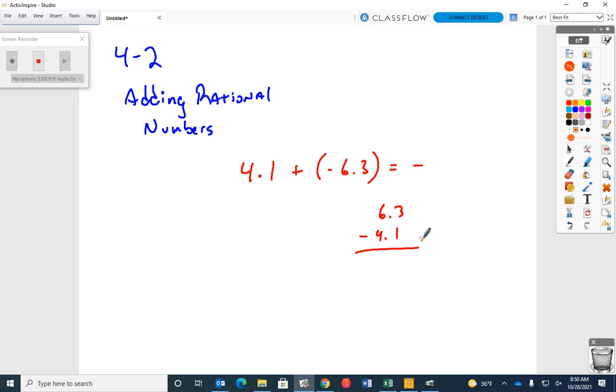When I add or subtract decimals, the decimals have to what? Line up, okay? Can I just subtract straight down here? What's 3 minus 1? 2. Bring my decimal down with 6 minus 4. So the answer to this would be negative 2.2, right?